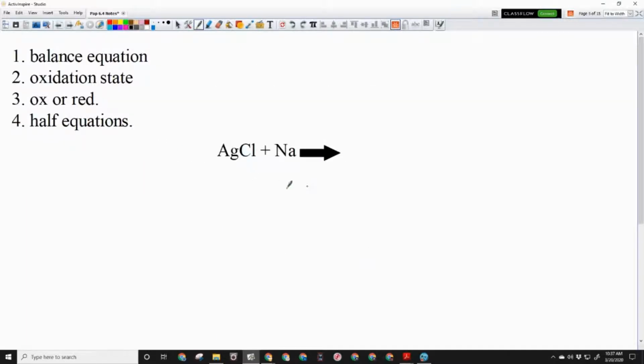All right. So let's look at another one. Okay. So here are the steps again. So we're going to write the products of this equation. So sodium is going to kick out silver. So we're going to have sodium chloride plus silver.